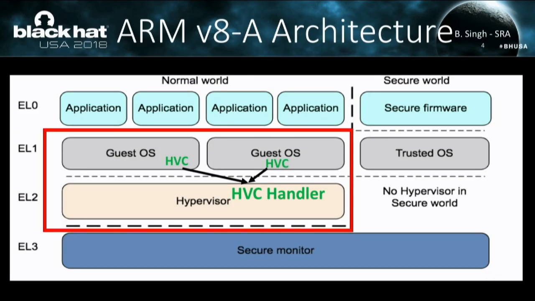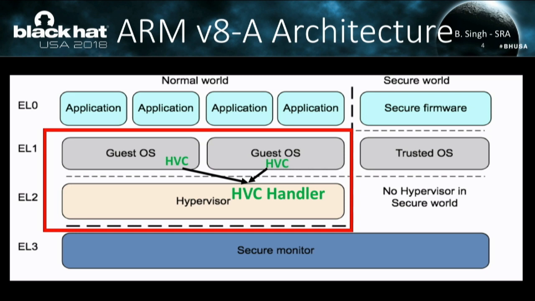Okay, so I will start with the basic ARMv8-A architecture. As we know, in ARMv8-A there are 4 exception levels, and a program executes in one of these 4 exception levels. Exception levels determine the privilege level. The higher the exception level, the more privilege it has. So a hypervisor running in EL2 will have more privilege than the guest OS that is running in EL1.